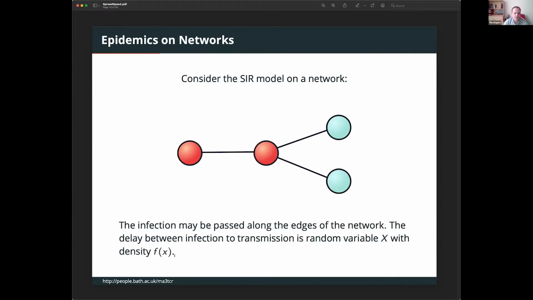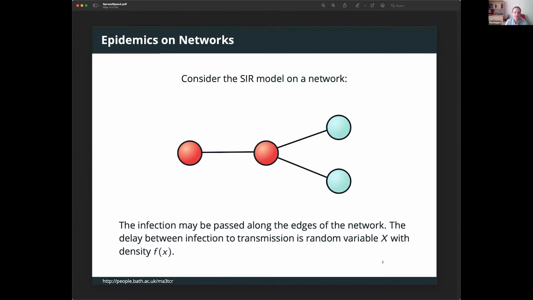This infection may be passed along the edges of the network, and there's some kind of delay. It's not the case that you instantaneously get sick if one of your social contacts gets sick. There's an incubation period of the disease, then you have to meet them, and then there's a process by which you spend some time with them. So after some delay, you might become infectious yourself.